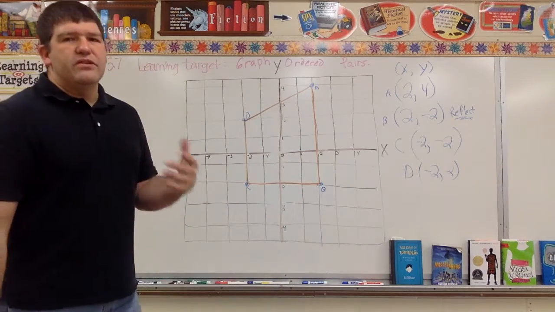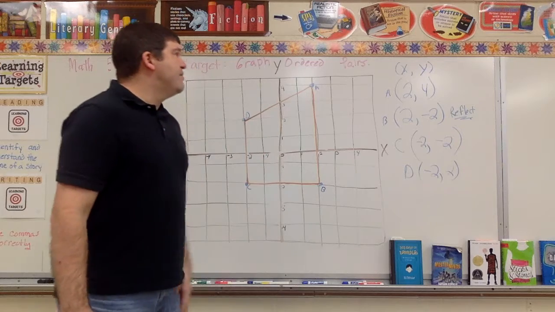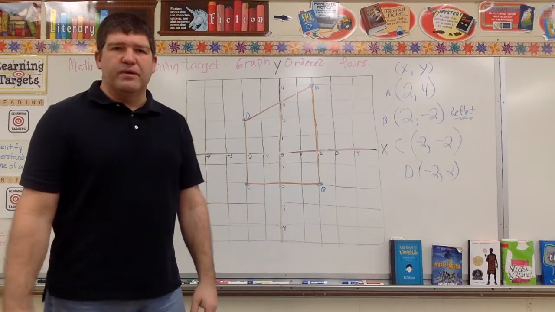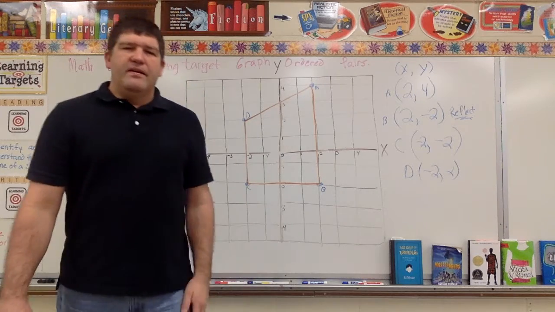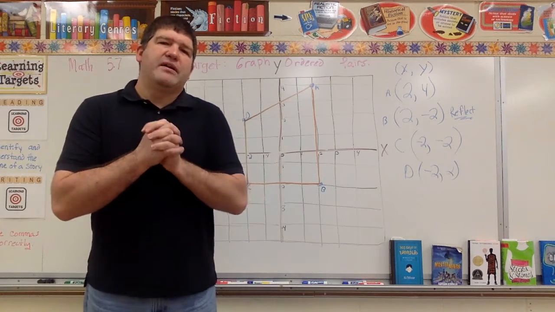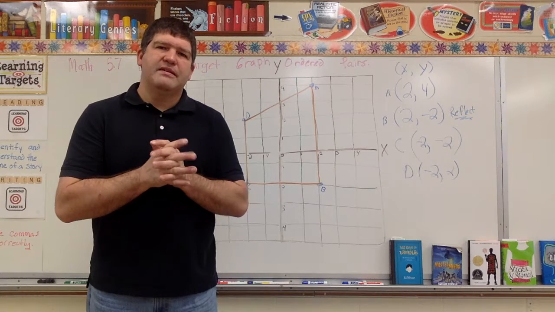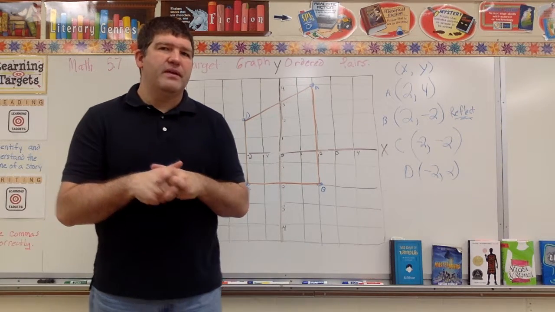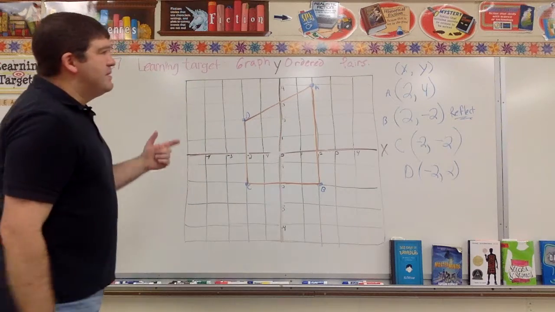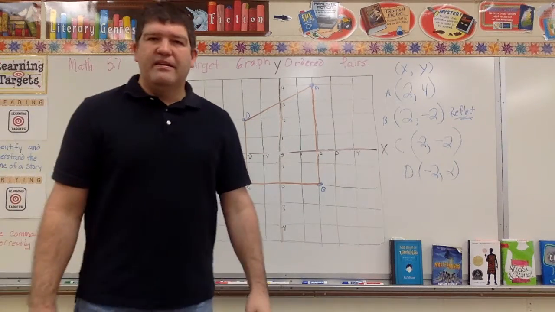Okay, so that is how you graph ordered pairs out of a coordinate plane. Go ahead and watch my guided practice, then practice the independent practice and the extra. And if you have any questions, let me know. And that is Math 5.7. That's the final lesson in this chapter.